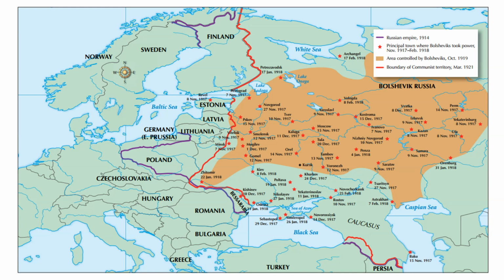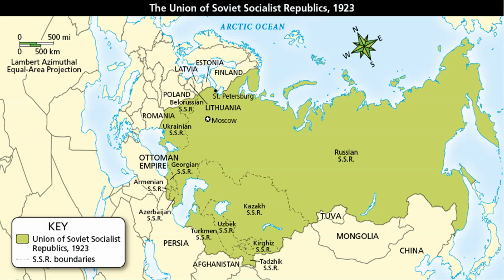So again, here's a map that summarizes land that was part of the Russian Empire initially, land that was part of communist territory by 1921, and then initially in 1919 that tan part that was controlled by the Bolsheviks. So this is what the USSR looks like in 1923. You can see one of the Soviet Socialist Republics is Russia, but there are many other republics as part of the USSR as well.